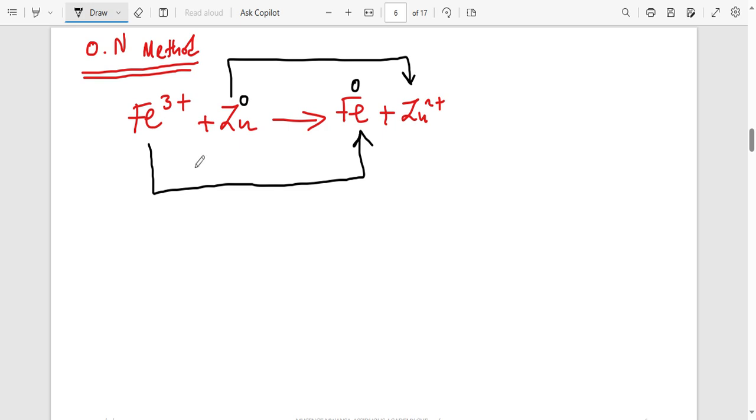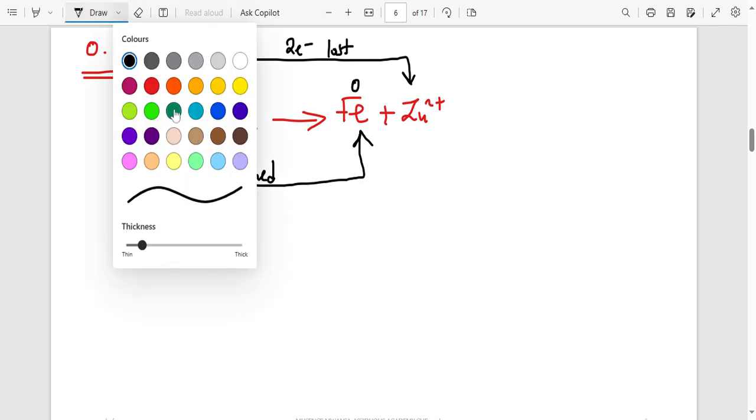Very good, reduction. So meaning that the 3 electrons here have been gained. Remember we said reduction is gain. So 3 electrons gained, while on top the oxidation number is increasing. So 2 electrons have been lost. Okay, like that.